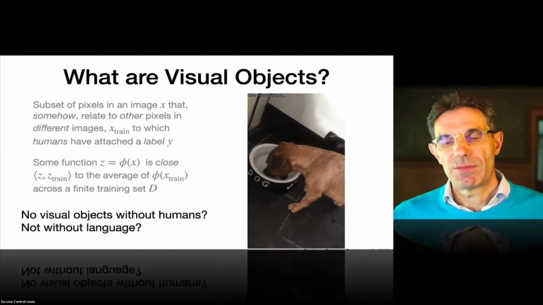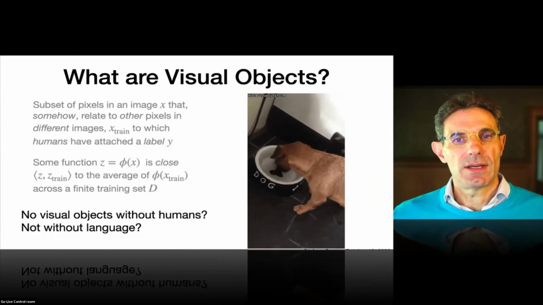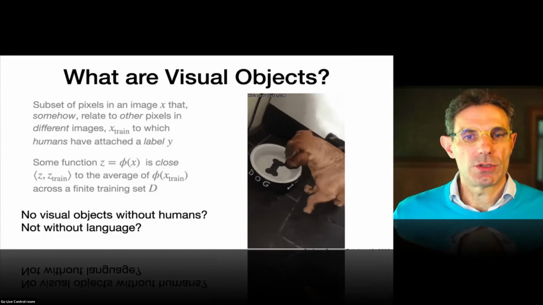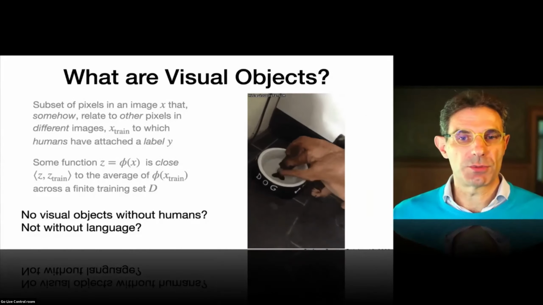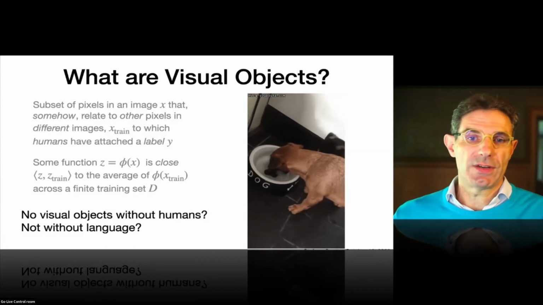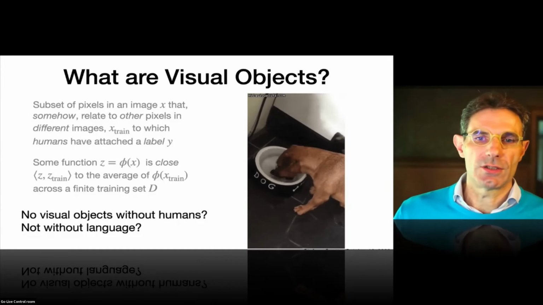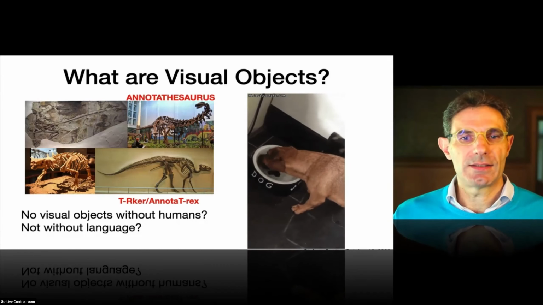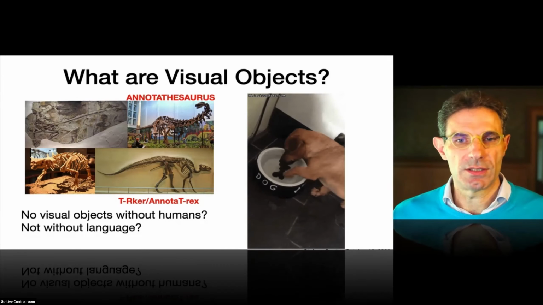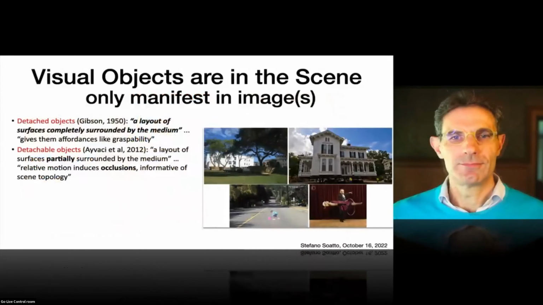Okay. But if that's the case, does it mean that there cannot be visual objects without humans, without language? I think you'll be hard-pressed to argue that the dog does not have a concept of bone in his head, and that is manifest visually. Okay, you could say dogs have language, but what about dinosaurs? Of course, we don't know, but it's unlikely that dinosaurs went extinct because they did not have enough annotators.